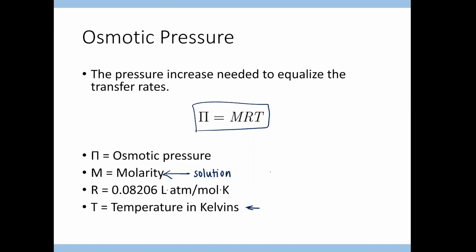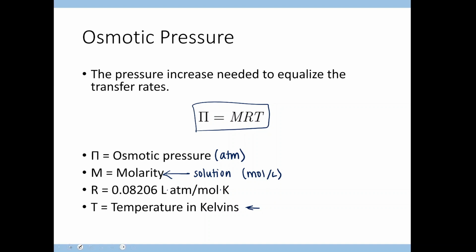Now, osmotic pressure is usually in atm because we are using the R value in liters times atmosphere divided by mole times Kelvin. This is molarity in moles per liter. And then temperature in Kelvin, which we have there.